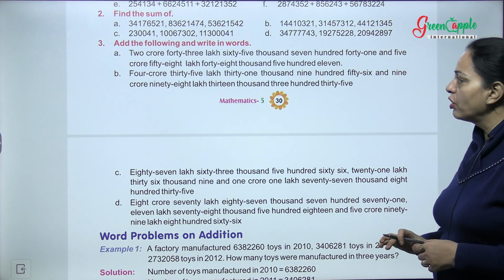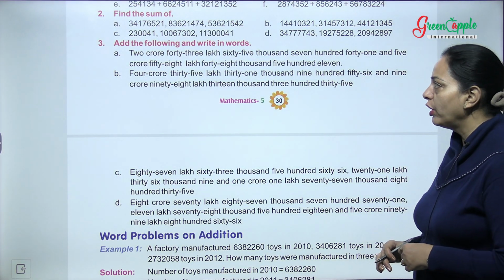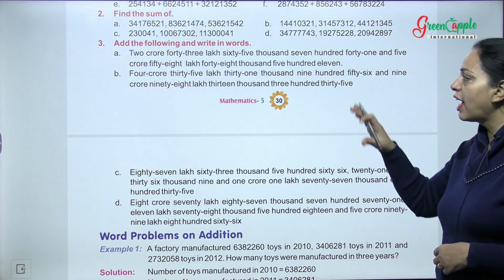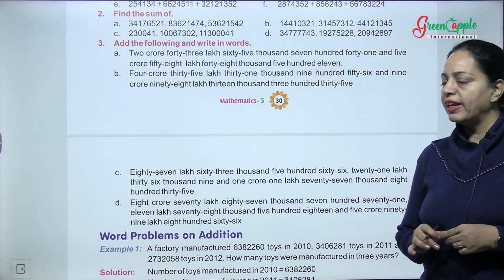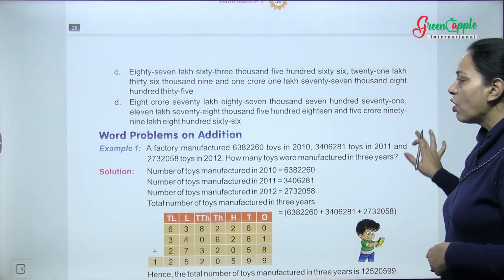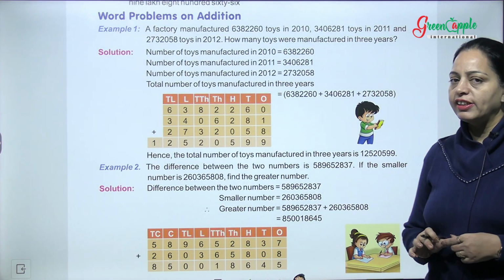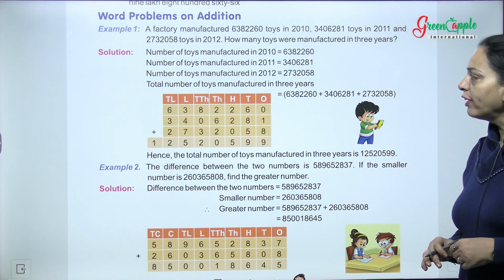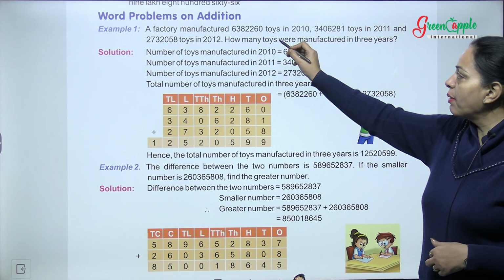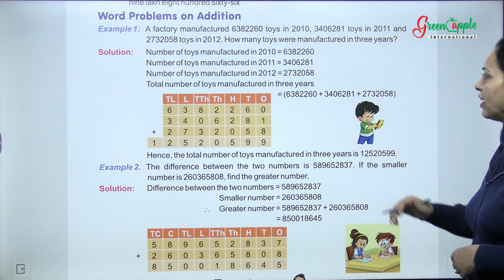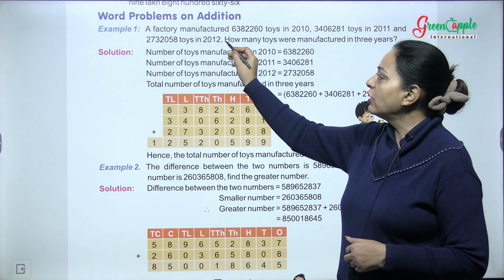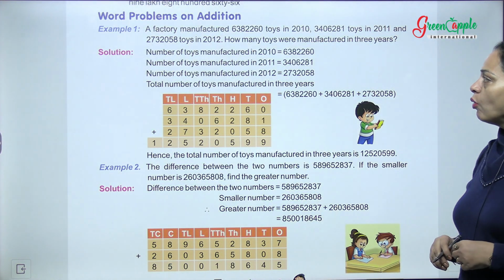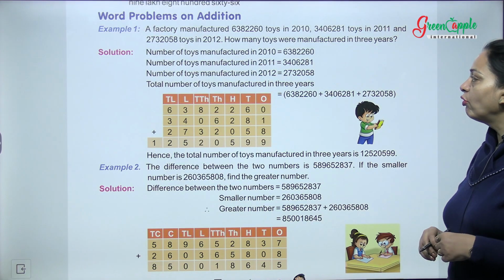So similarly, you can try the remaining parts. Same for the second question. Then the third question: add the following and write in words. Now the numbers have been given in words, so first change them into numerals and then add. Now we are talking about word problems on addition. Example 1: a factory manufactured this number of toys in 2010, this many toys in 2011, and this number in 2012. How many toys were manufactured in 3 years?